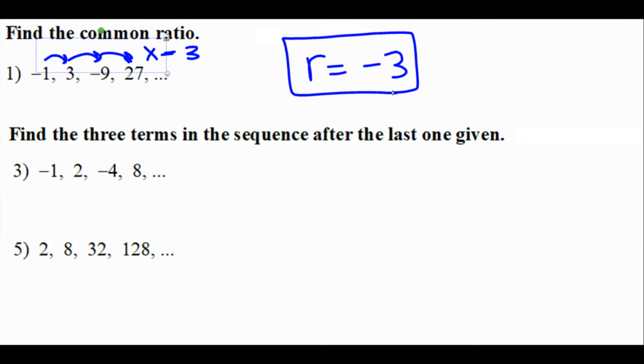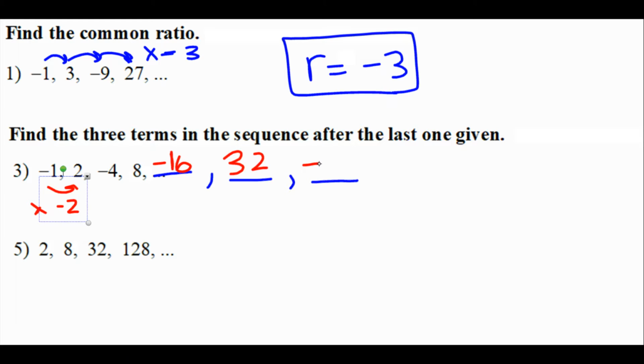Find the next 3 terms. So I like looking at it like this. Fill in the blanks. What's next? Well, in order to do that, you have to figure out what they're multiplying by. It looks like they're multiplying by -2. So if we keep doing that, times -2 would give me -16. And times -2 would give me 32. And times -2 would give me -64.